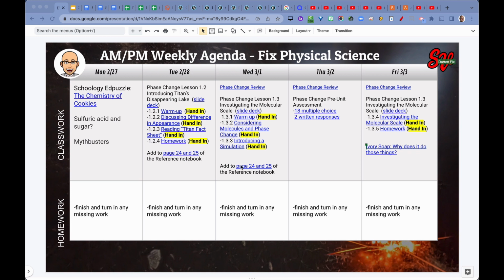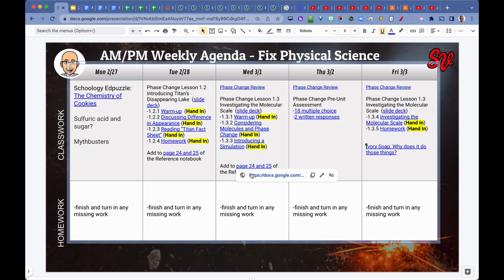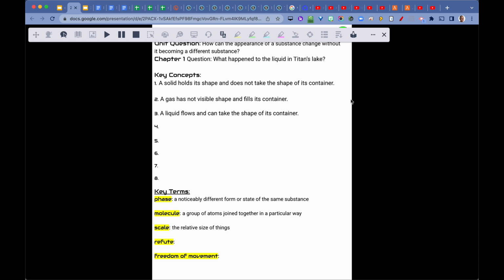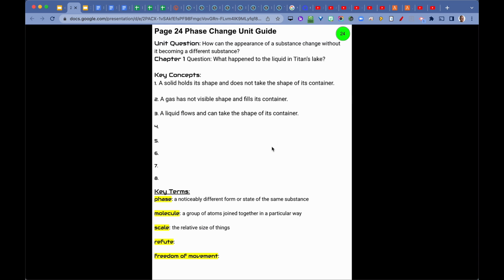And during those lessons, we also add to the reference notebook. So let's take a look at that. So these are notes on key concepts and key terms for the unit. And we add it to page 24 of our reference notebook to keep track of the information in our unit guide.